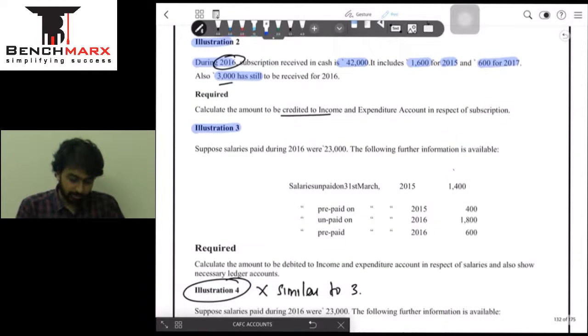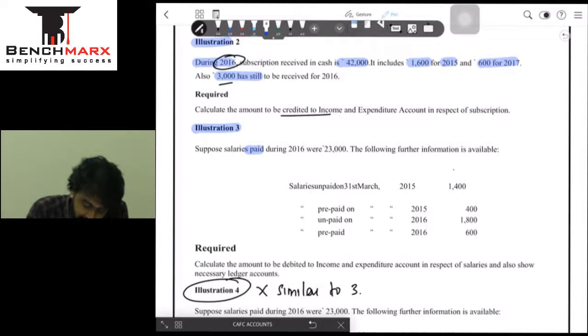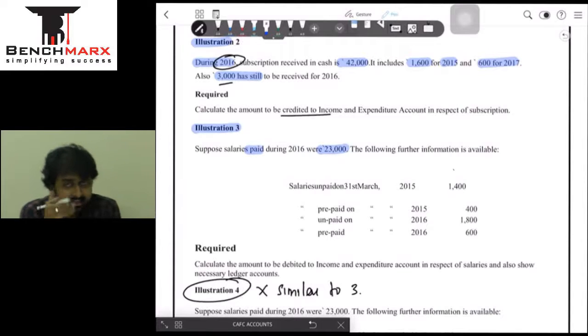Let us start. Suppose salaries paid during 2016, matlab paid mention kar diya hai, is 23,000. The fact that they are paid, matlab they have gone from the cash and bank account, physical payment, cash outflow ho chuka hai. Theek hai? The following further information is available. Salaries unpaid on 31st of March 15. Beech mein space missing hai, but it's legible. Matlab last year, itna salaries outstanding tha.